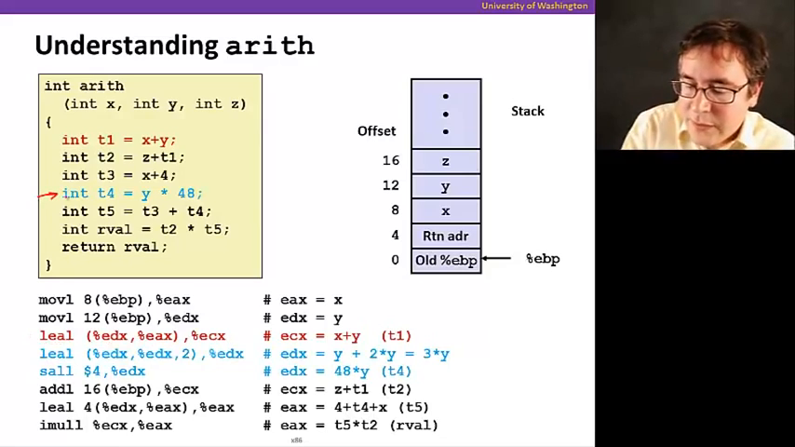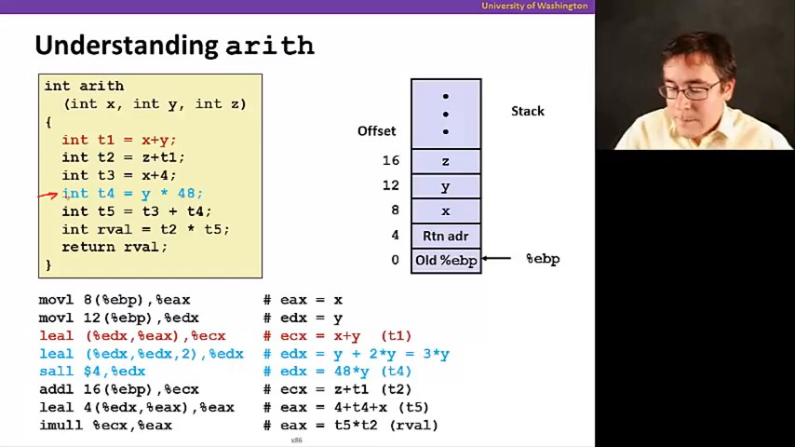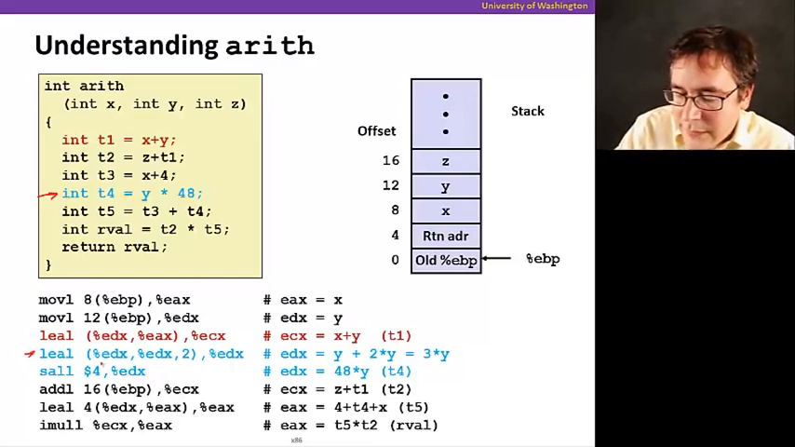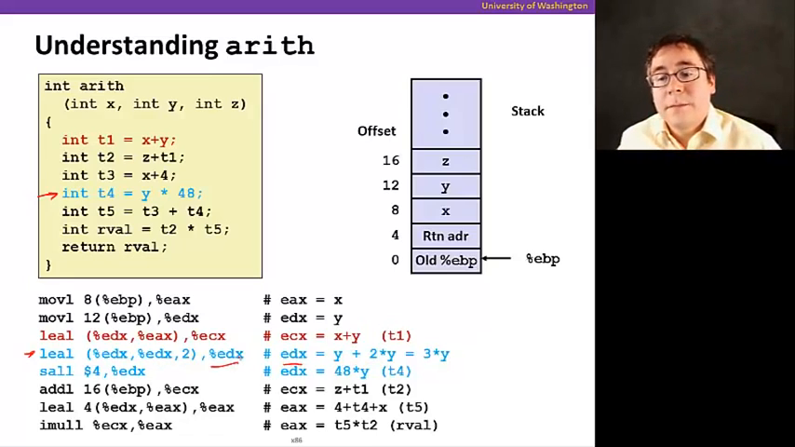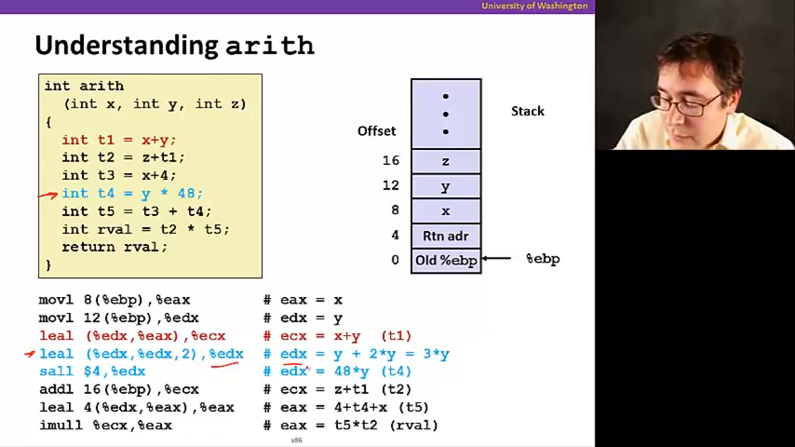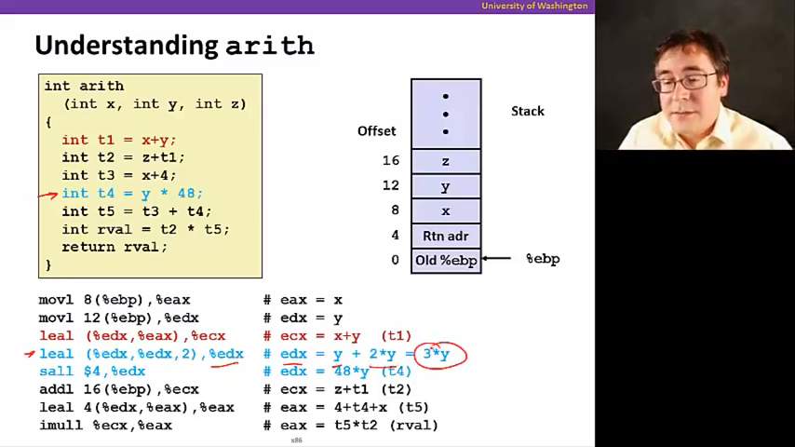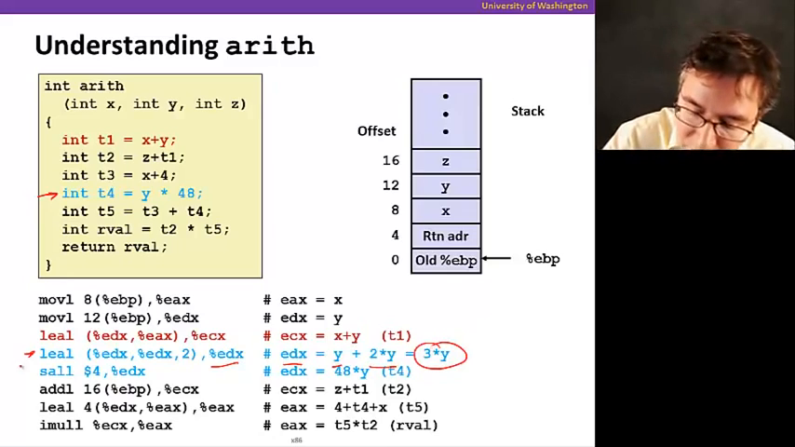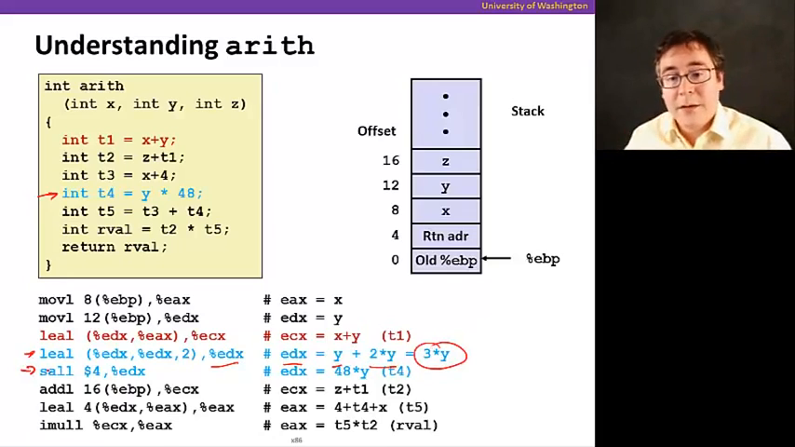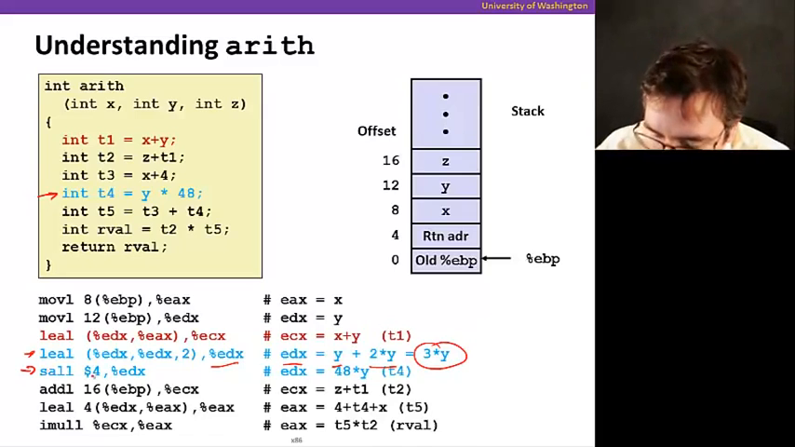So now we're executing this statement, and this layout instruction gets EDX, okay, and adds it with 2 times EDX and stores it in EDX. Okay, so that's why we get EDX equals y plus 2 times y, which is the same thing as 3 times y. Now we're shifting arithmetic left here by 4.